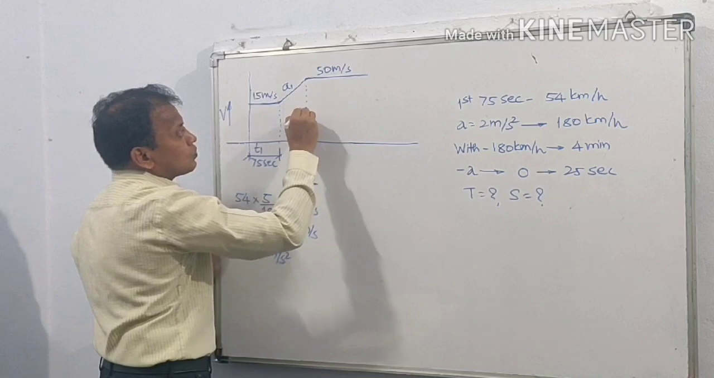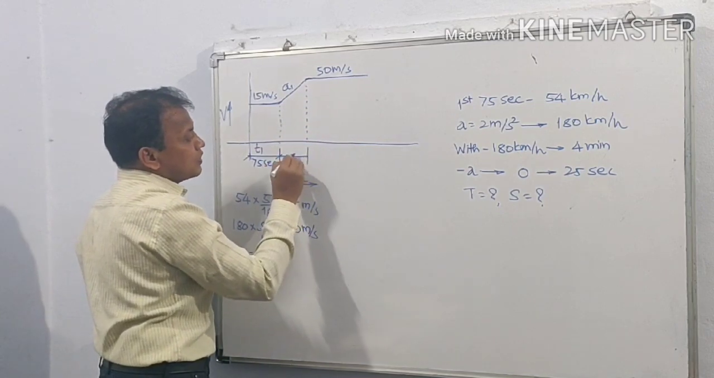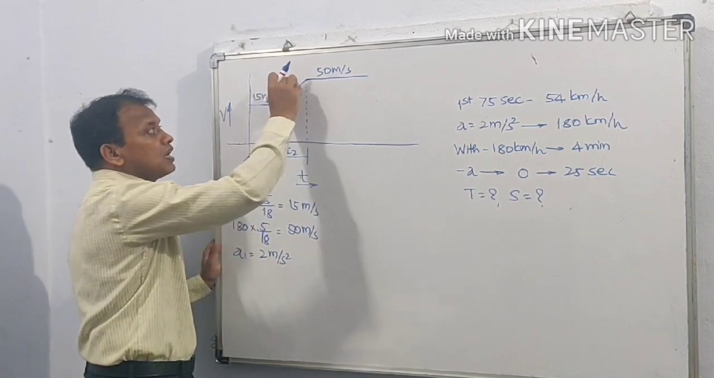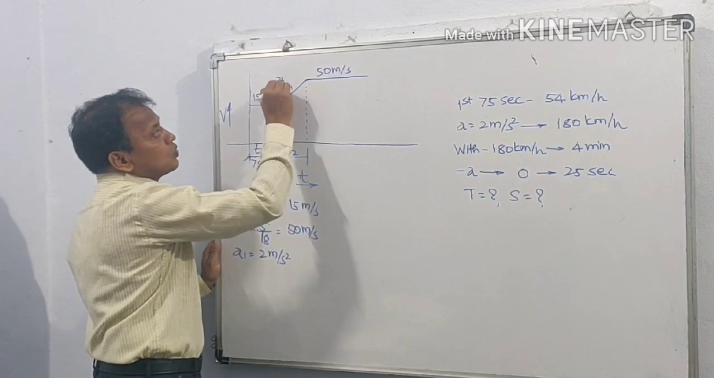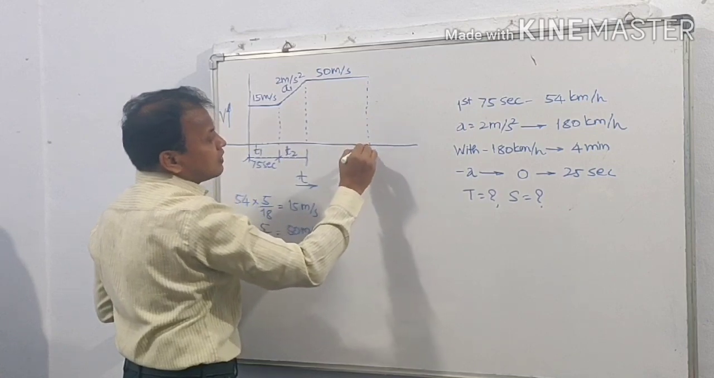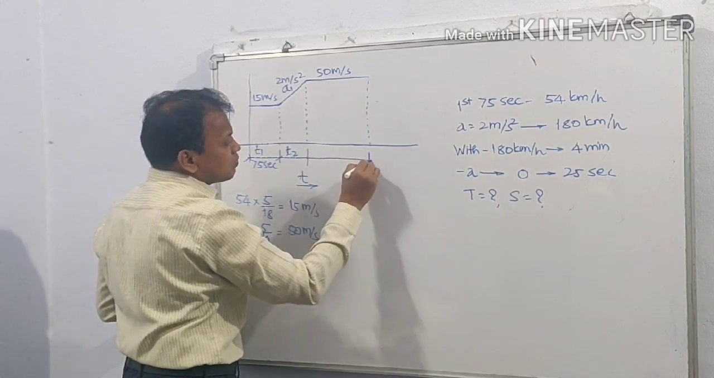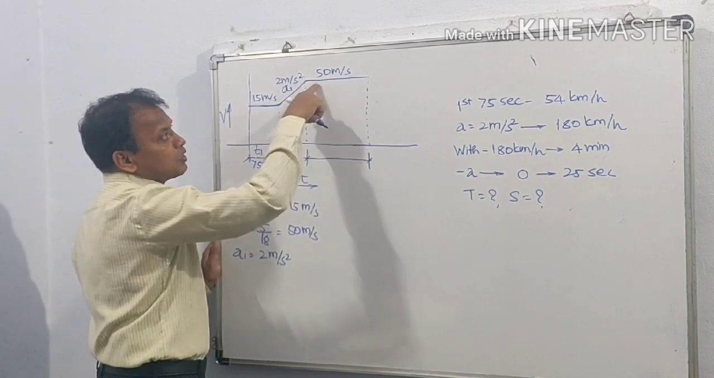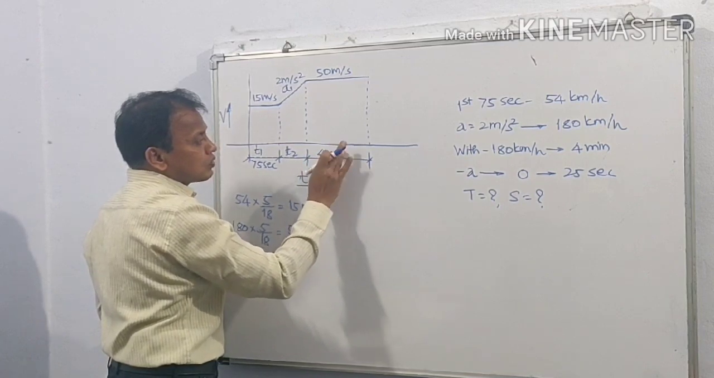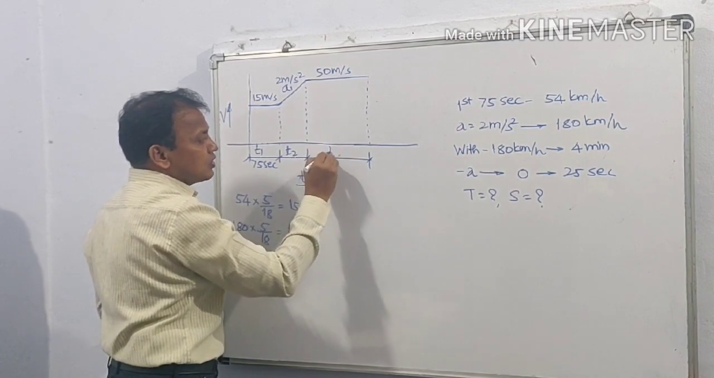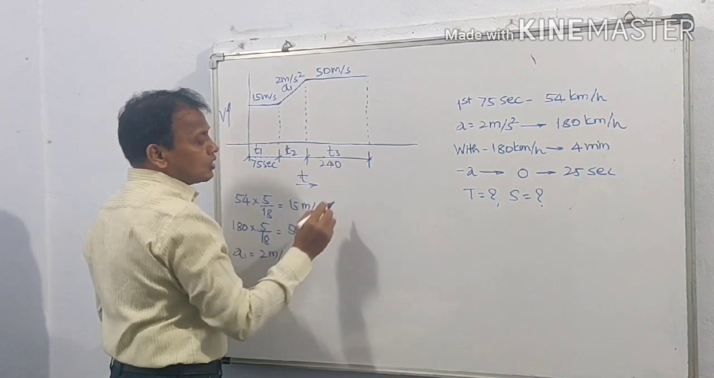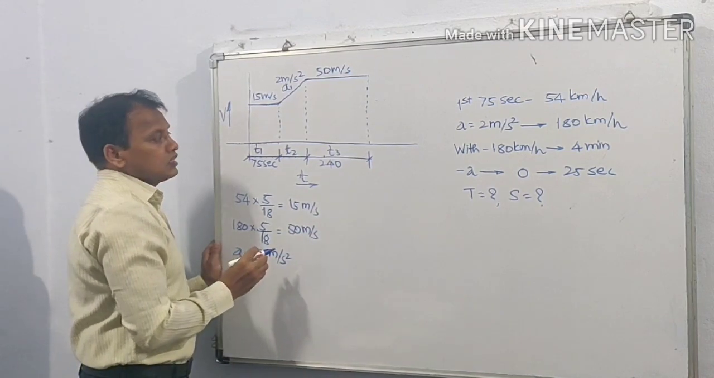Now let this time be t2. t1 is known, but t2 is not known. Instead of that, this a1 is known, that is 2 meter per second square. The vehicle is continuing its motion with velocity 180 km per hour, that is 50 meter per second, for 4 minutes. Let this time be t3, and 4 minutes means 240 seconds.